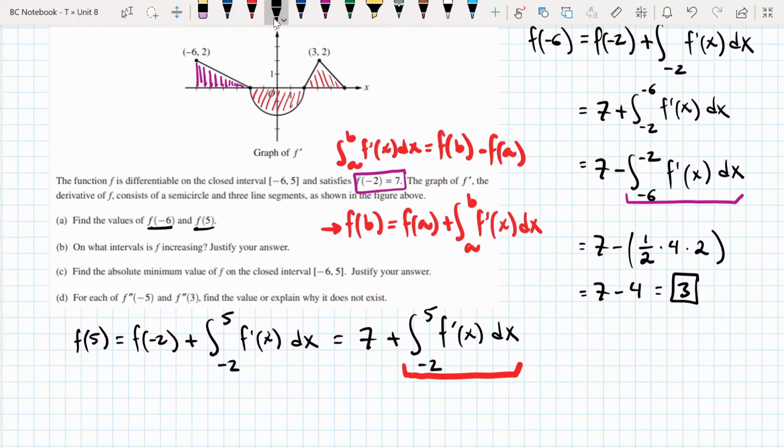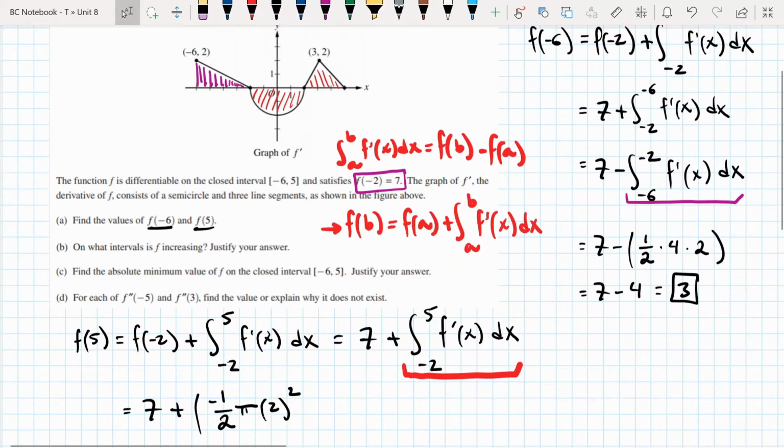So this integral will become 7 plus, well, it's going to be a minus now, so -1/2, because it's half a circle, pi times the radius, which is 2, squared. So that's the first segment, that semicircle, and we're going to add to it the area of the triangle. So 1/2 the base, which is 3, times the height, which is 2. Now let's simplify this.